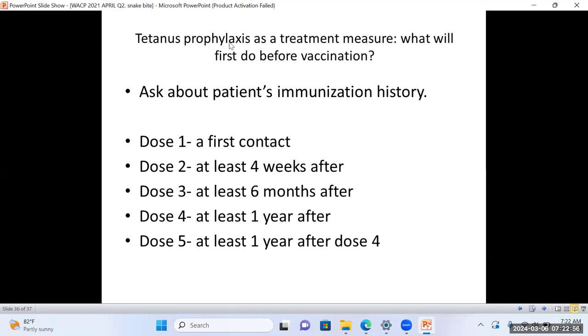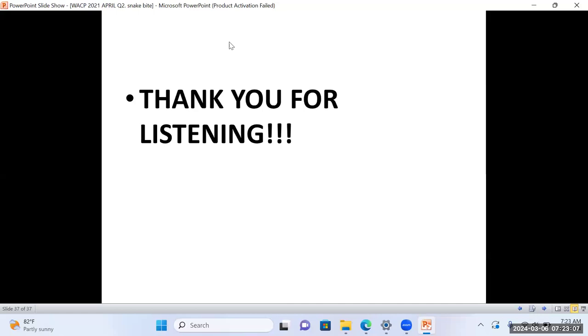So for tetanus prophylaxis as a treatment measure, what will you do before vaccination? I want to ask the patient about immunization history before I go ahead to immunize or give a booster dose as necessary. Thank you for listening. All right. Thank you, Dr. Ibe, for a wonderful presentation. Okay. We welcome comments, contributions.